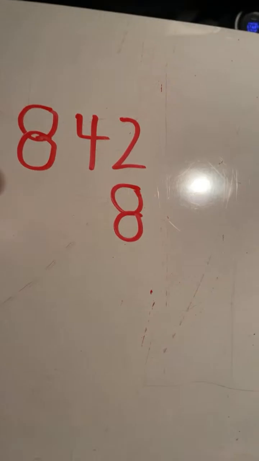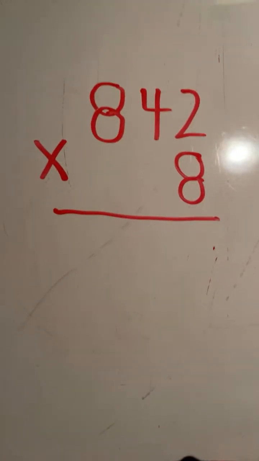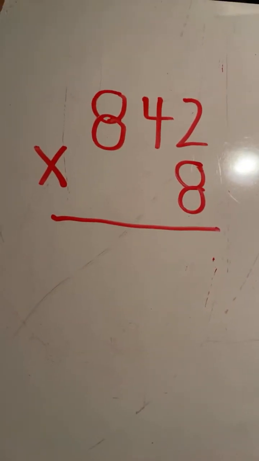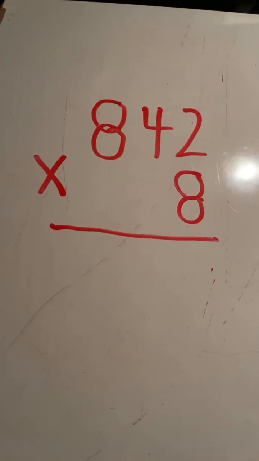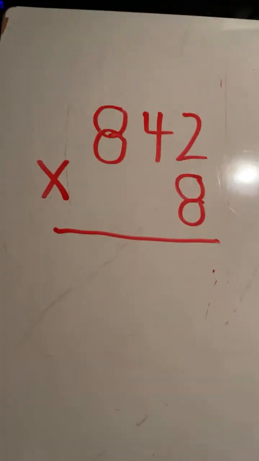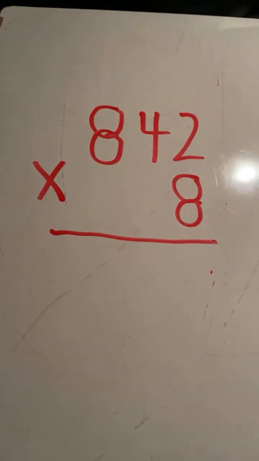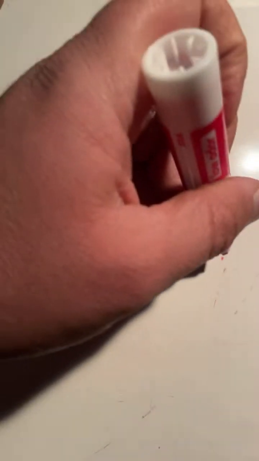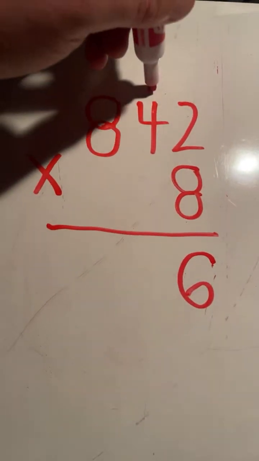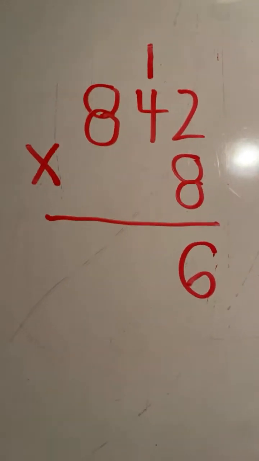842 times 8, that's my next problem. So we're going to start out by multiplying the digits in the ones place. 2 times 8 equals 16. We regroup because our product is more than 10. So the 6 in 16 goes in the ones place. The 1 gets carried over to the tens place.